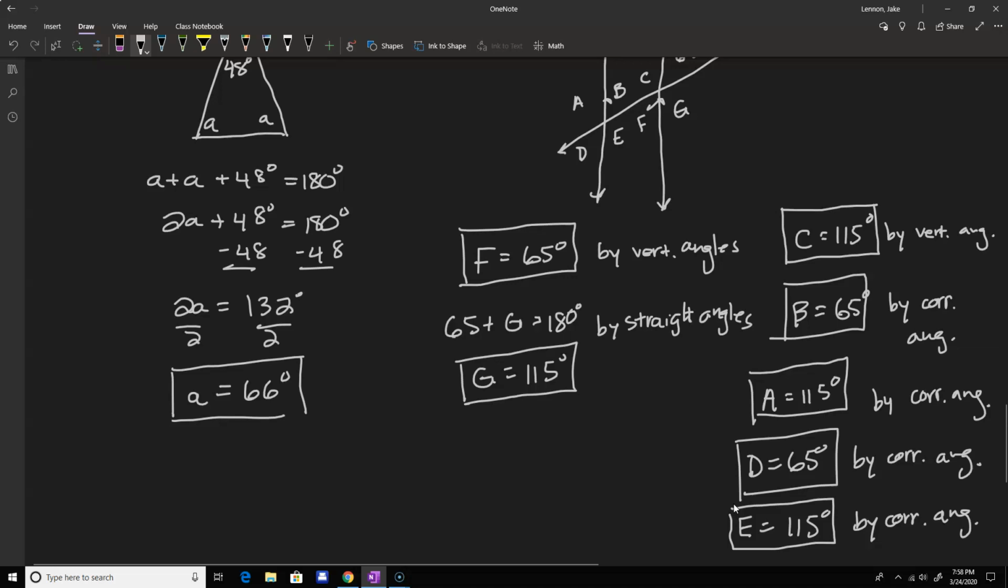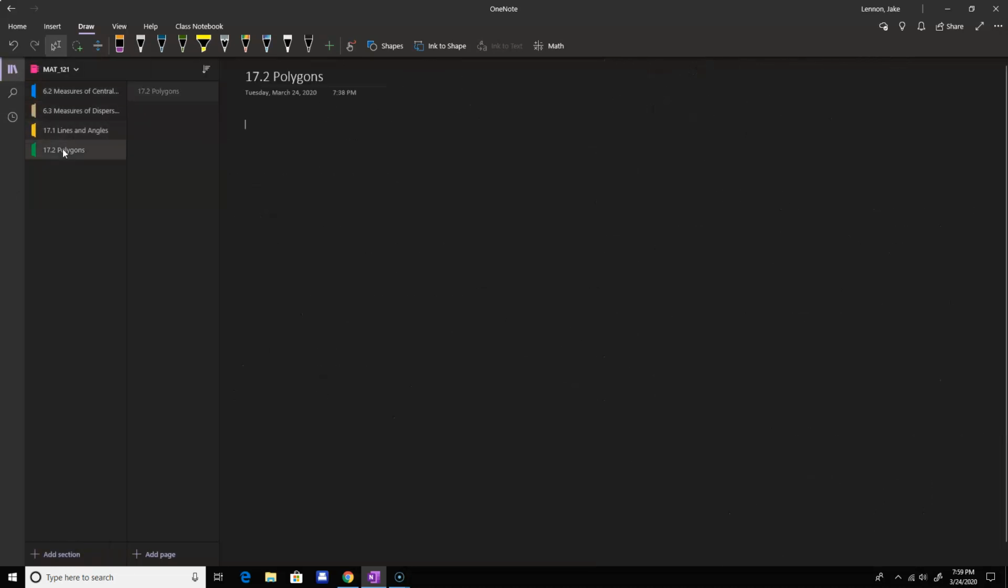Okay, so that's it for essentially the geometry stuff that we wanted to remember in terms of just basic angles. So let's move on to the next section. Let's go on to 17.2 polygons. So basically we're going to focus on two concepts here, areas and perimeters. So first let's talk about perimeters.